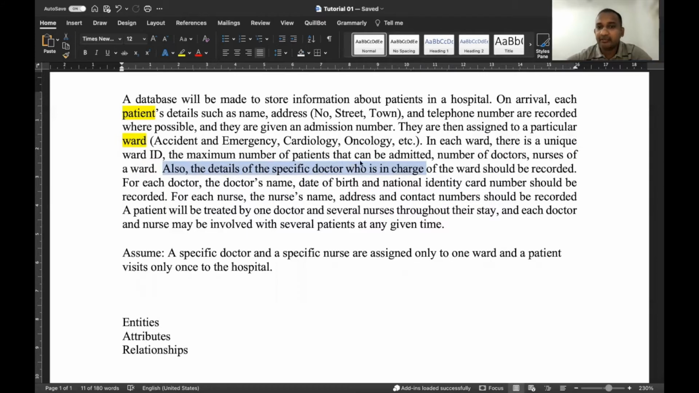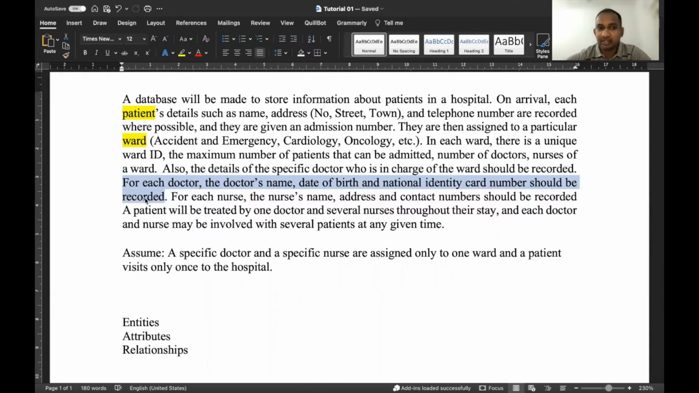That means you can identify these other details are attributes of the ward entity. That means ward ID, maximum number of patients, number of doctors, number of nurses, they belong to the ward. That means they are the attributes of a particular ward. And here you can identify for each doctor, the doctor's name, date of birth, and national identity card number should be recorded.